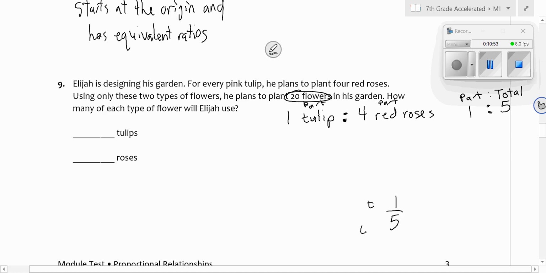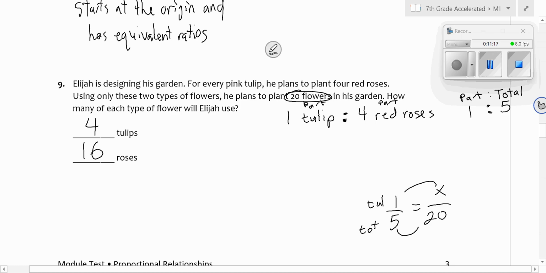So if 1 out of every 5 are tulips, so tulips out of total, then how many out of 20? Well, looks like times 4, so times 4. So we get 4 tulips, leaving 16 to be roses.